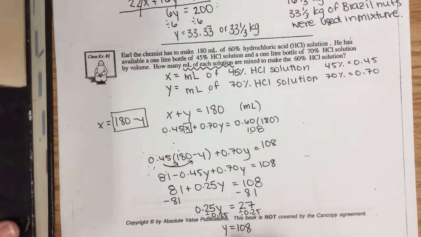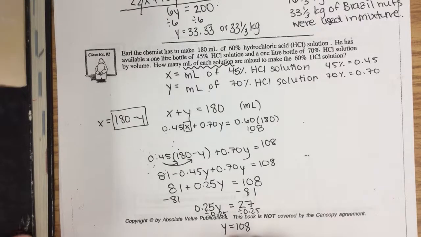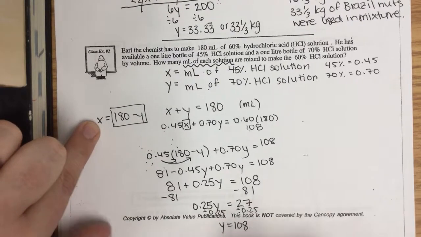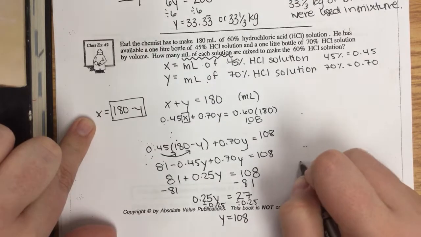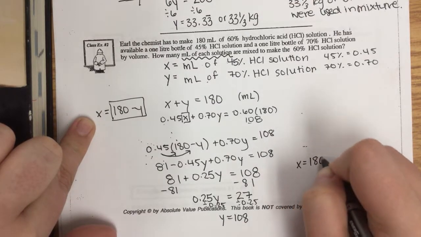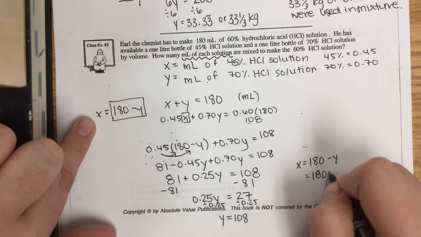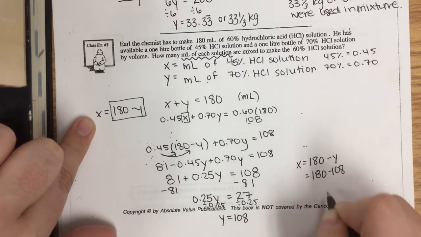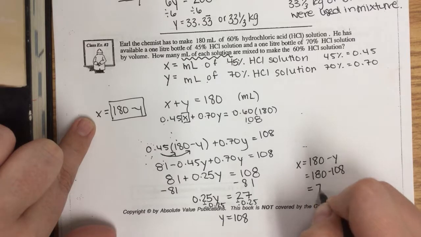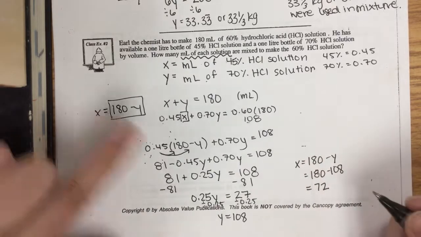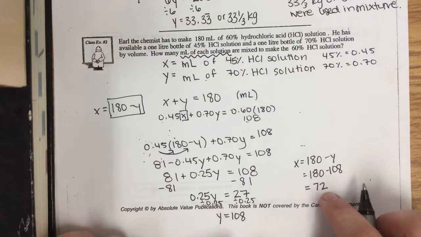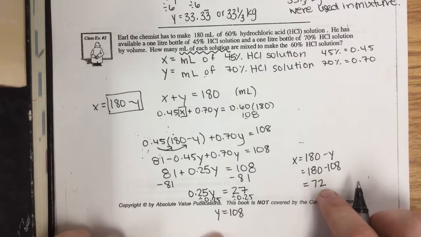And once you have your y value, go back and find the x value. x is 180 minus y, which means 180 minus 108. And 180 minus 108 is 72. So I have x is 72, y is 108. I'm going to clarify what that means.